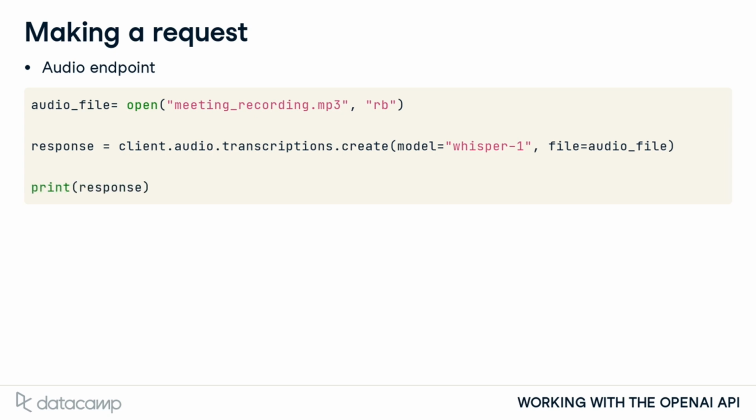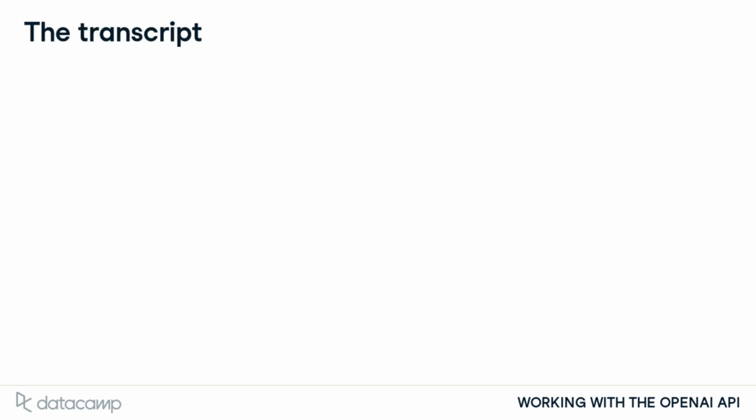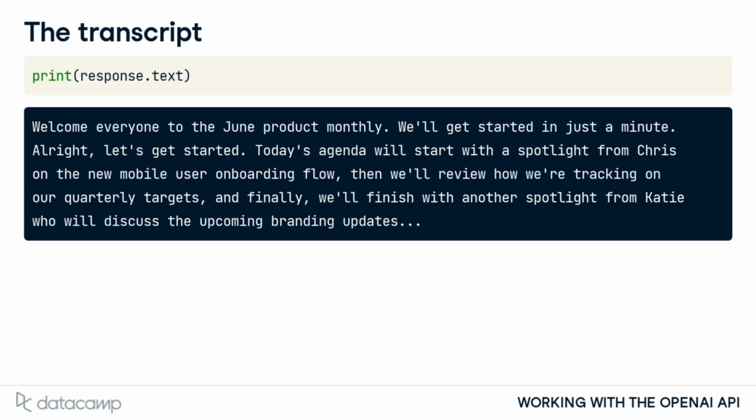Let's print the response to see what's returned. Like the other endpoints, we receive an object with attributes, but fortunately for transcriptions, there's only a single attribute to handle. We can access the transcript text using the text attribute. There we have it. The model did a solid job of transcribing the audio, but note that its performance may fluctuate with changes in audio quality or different accents.